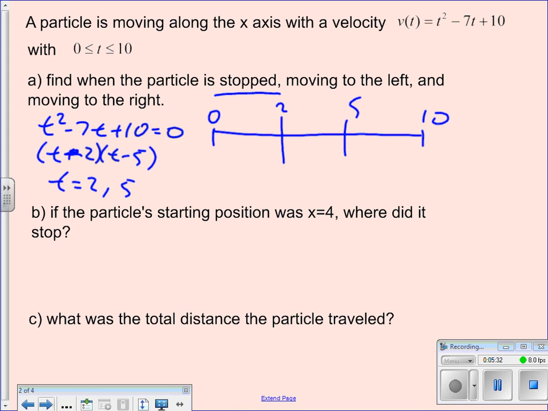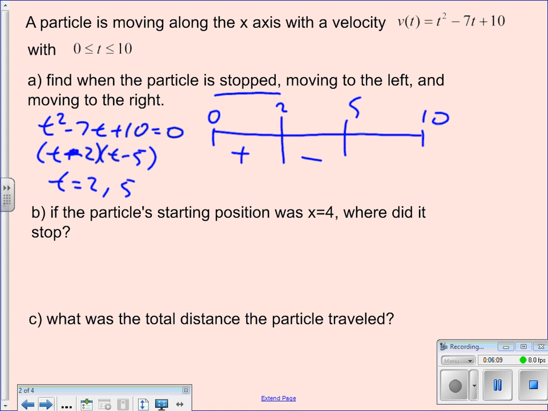And here's what's really cool. I'm going to plug it in the factored one. Pick any number between 0 and 2. 1 is a number between 0 and 2, a very easy number to work with. If I put 1 in for t, this is negative, this is negative, and negative times negative is a positive. Pick a number between 2 and 5: 3. Put 3 in here, I get a positive. Put 3 in here, I get a negative. And positive times a negative is a negative. I don't care about the actual value. I just want to know its sign.